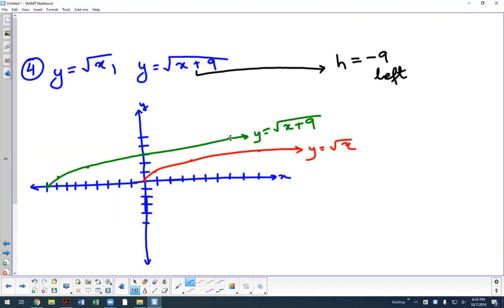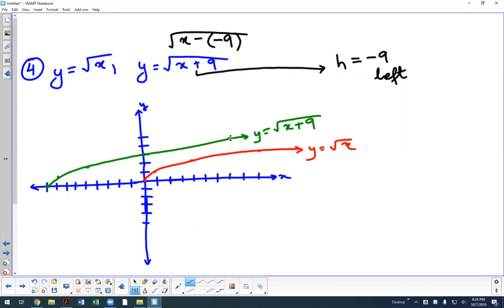Because if I had to rewrite that square root of x plus 9 to show you the signs, you can actually rewrite this as x minus -9, and it's those two negatives which is creating it to be positive. So that's why your graph is moving to the left.